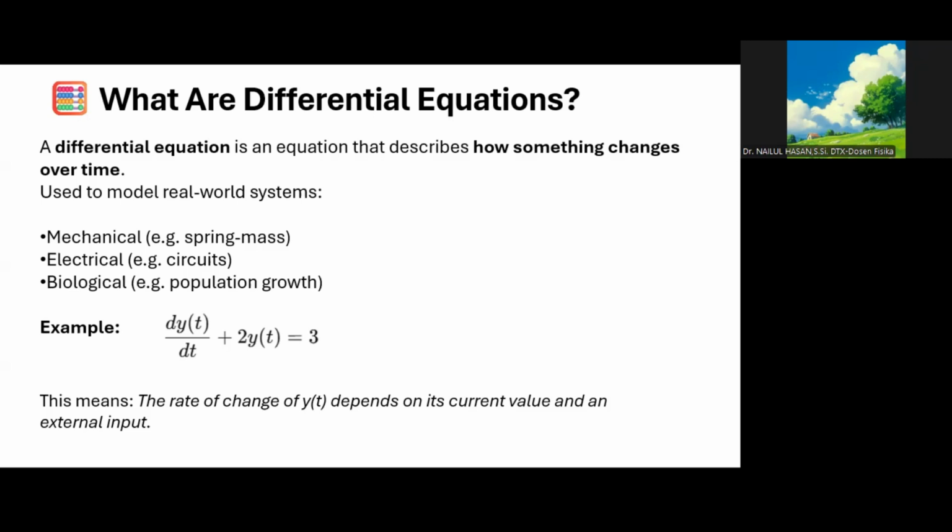Let's say we have a rule: the rate of change of a variable y, a function of time, depends on its current value plus an external input. This is a classic differential equation. It tells us not just where the system is now, but how it will move in the next instant.